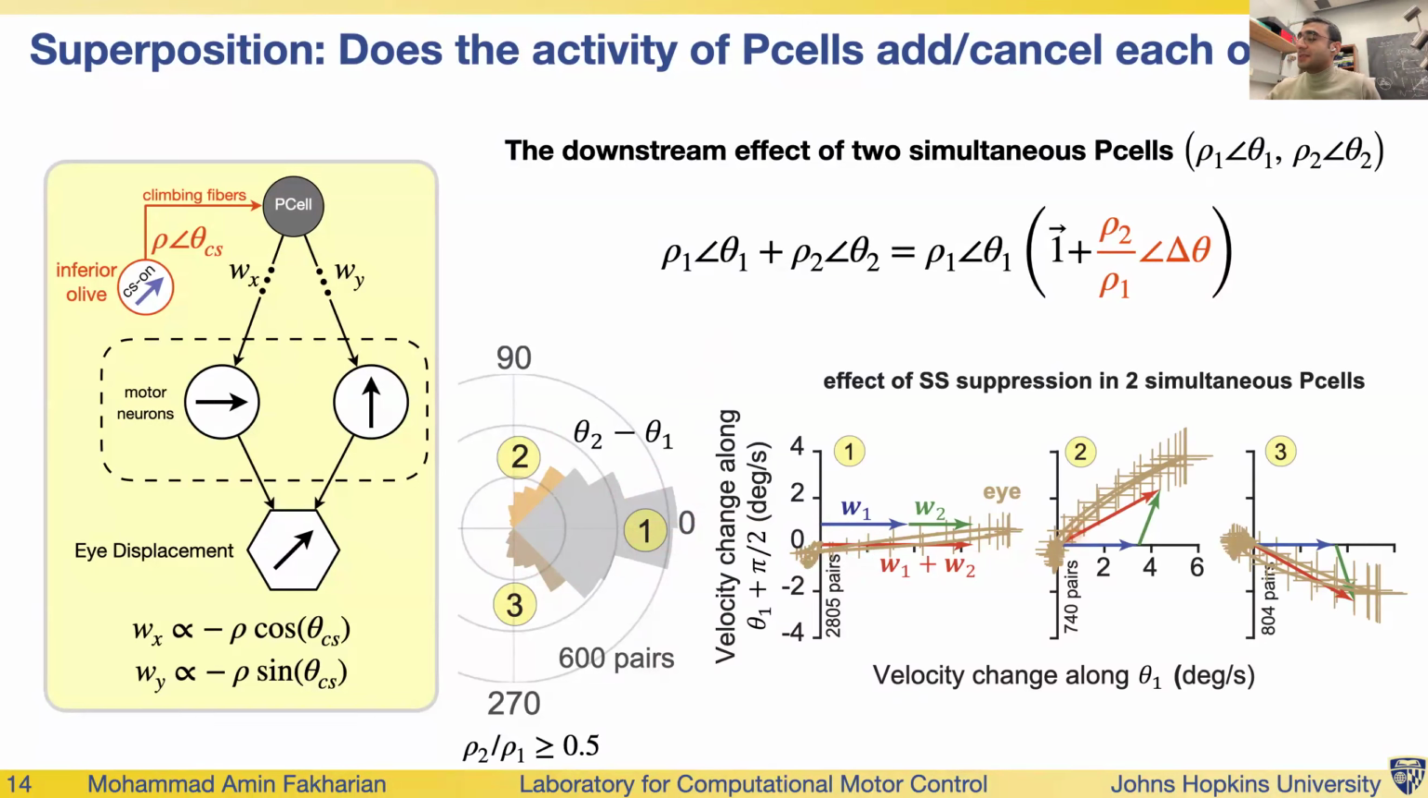So if a complex spike happens in both of these Purkinje cells, if they share the same direction in the pair scenario, the push is going to be more. If they're perpendicular to each other, it's going to be toward the vector sum of the two.